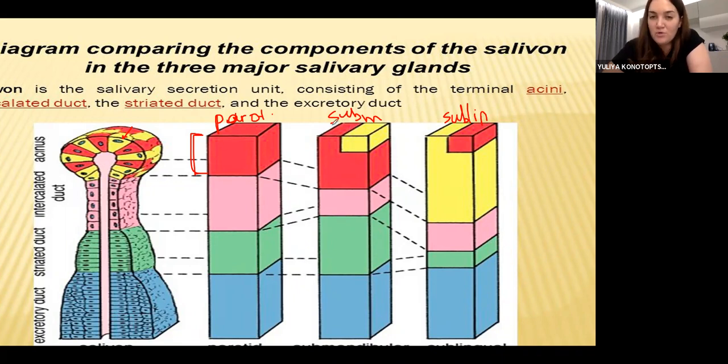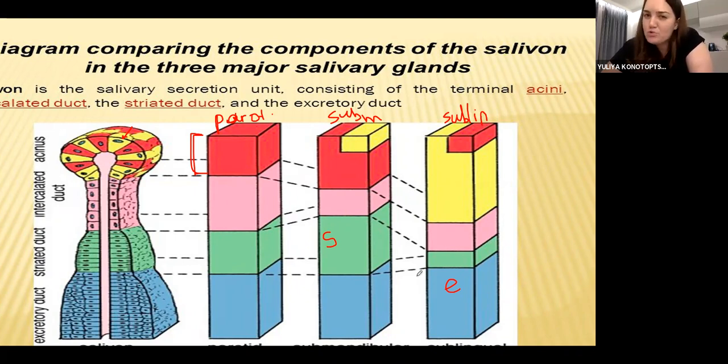So very important to remember that in the submandibular, the majority of it is striated duct. I know the book is not showing it exactly, but just from the department, the majority of the ducts will be striated in the submandibular. How about the sublingual? The majority will be excretory. We have talked about which kind of saliva the sublingual salivary gland is making. It's making viscous saliva, so mucus, which is not good.